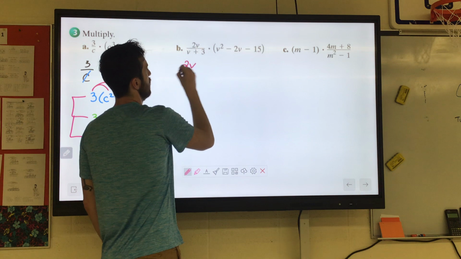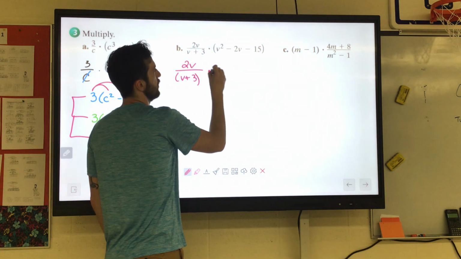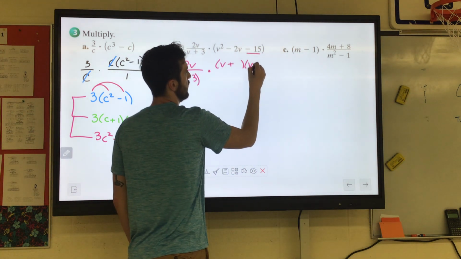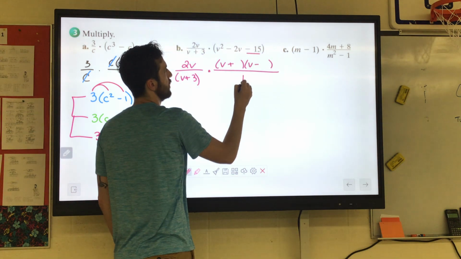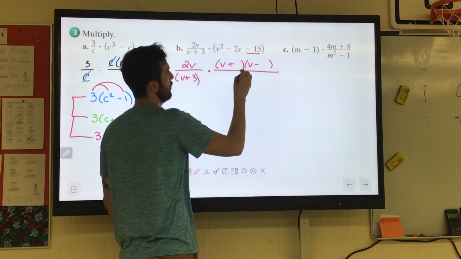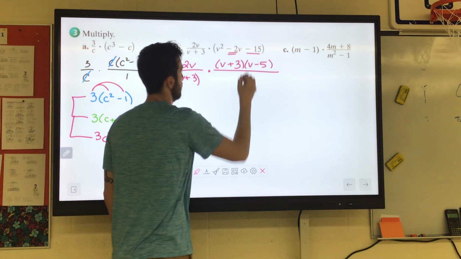2v over v plus 3, times v squared minus 2v minus 15. It ends in a minus, so I know that has to be a positive times a negative. Factors of 15 that are 2-part are 3 and 5. So to make it add up to negative 2, it has to be minus the 5 plus the 3.